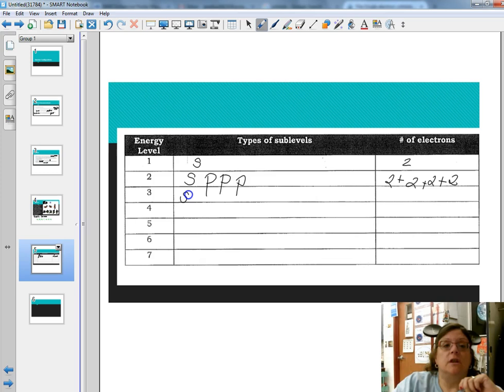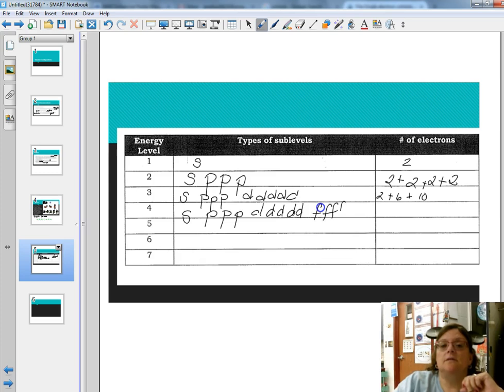On the third energy level, we have an S, we have the 3 Ps, and then there are 5 D orbitals, each holding 2 apiece. So for counting, that's 2 plus 6 plus 10. The fourth energy level has an S, it has 3 Ps, it has 5 Ds, and it has 7 Fs. So we've got 2 plus 6 plus 10 plus 14.